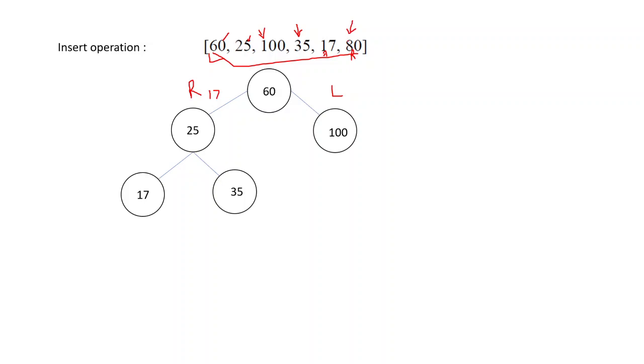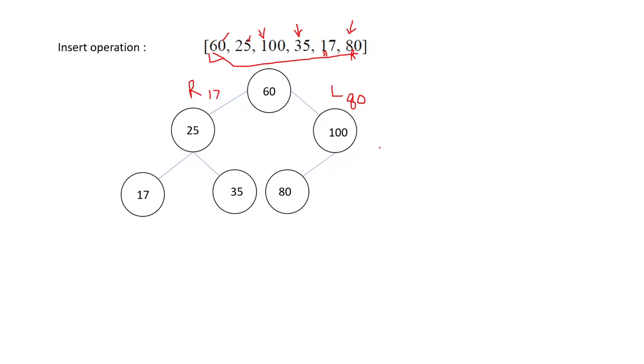Now the next node we encounter is 80. If we compare 80 with 60, we immediately know that this has to be placed in the right subtree, and the right child of 60 is 100. And if you again consider 80 and 100, 80 has to be placed at the left part of 100, and since 100 till now doesn't have a left child, 80 is placed as the left child of 100.